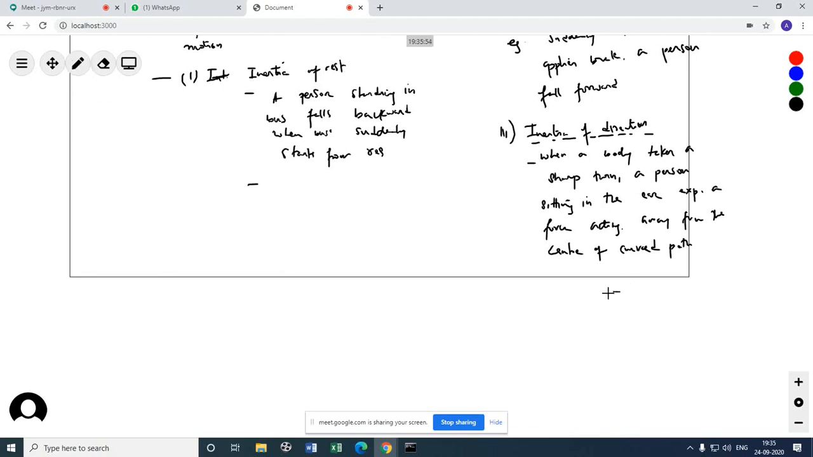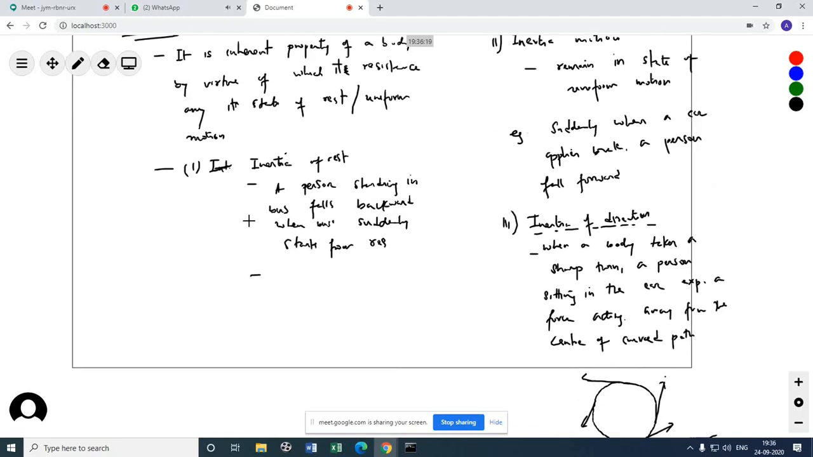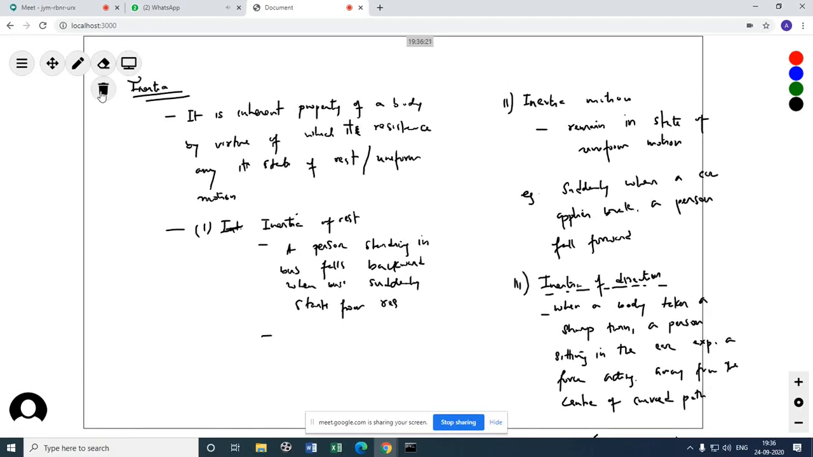Another example I will give you. Have you seen, this is a wheel which is rolling on a muddy surface. You will see the mud goes out tangentially like this. This is an example of what? This is a very good example of inertia of direction.